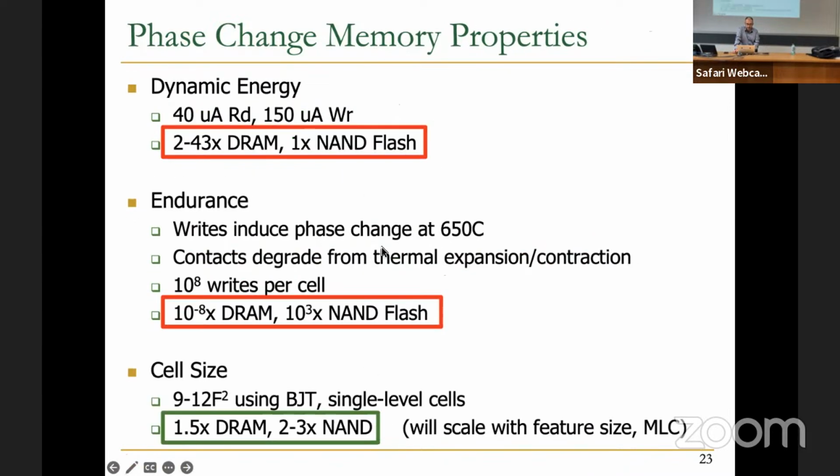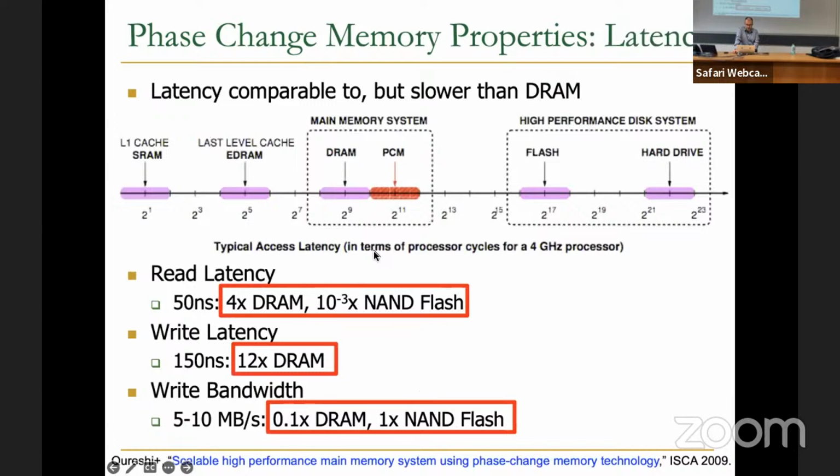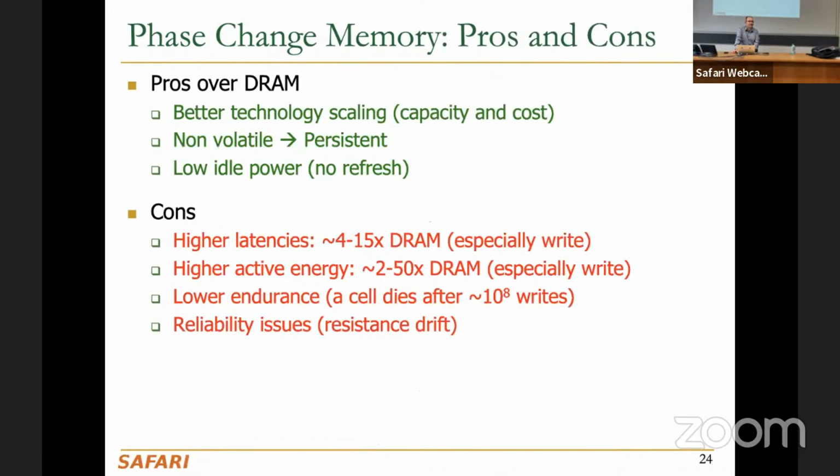So the takeaway here is that it's very unlikely that PCM can replace DRAM because there are many shortcomings. But let's conclude again about pros and cons over DRAM. The pros are that we have better technology scaling, as we discussed. We have non-volatility, persistent memory, and low idle power, so we don't have a refreshing issue. But we have higher latencies, higher active energy, and lower endurance and reliability issues.